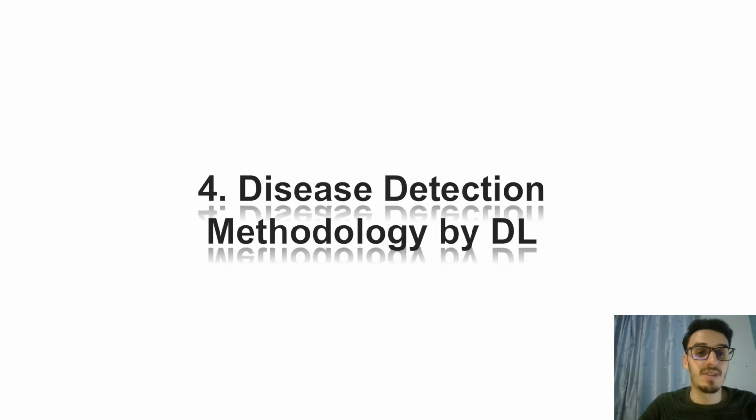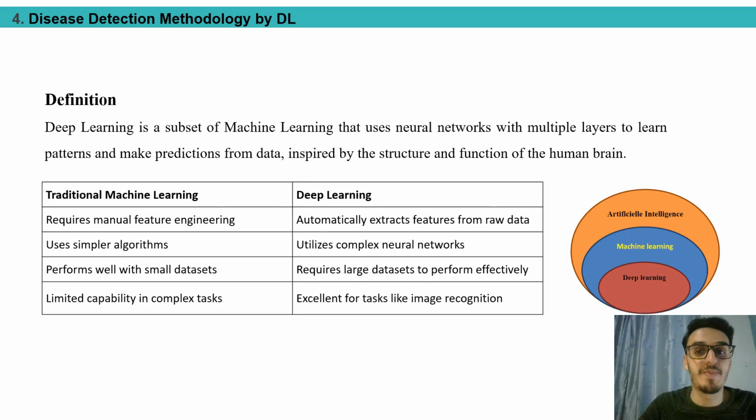Disease detection methodology by deep learning. In our study we used convolutional neural networks to analyze images of plant leaves and classify them based on their disease. Deep learning is a type of machine learning that uses neural networks, unlike traditional machine learning which requires manual feature selection. Deep learning automatically extracts features and is better suited for tasks like image recognition.